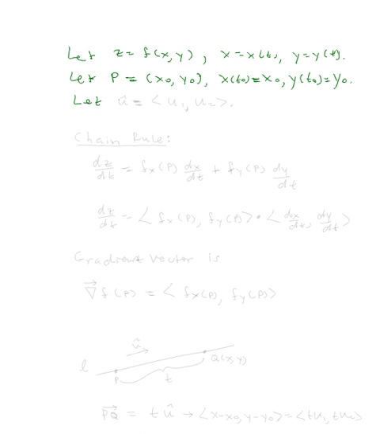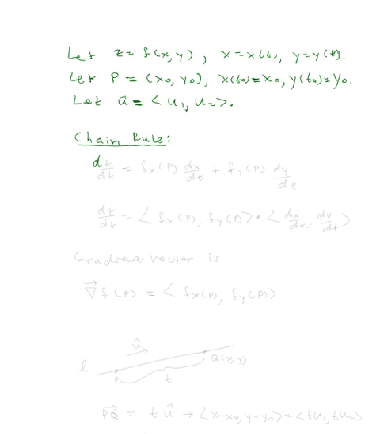Also, let u hat be the unit vector with scalar components u1 and u2. Now recall that since z is a function of x and y, which are both functions of t, z is actually a function of t, so we can take its derivative with respect to t at the point where t is equal to t sub 0 using the chain rule.